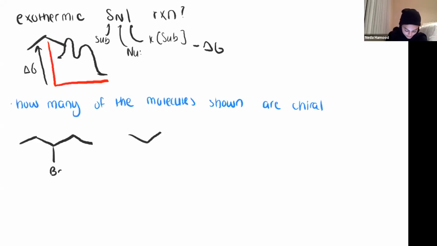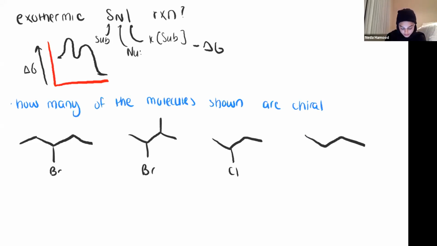Okay, so for some reason the other one is not allowing me to click on it, so I'm just going to draw it again, I guess. Oh, there we go. Now it showed up. Perfect. Okay, so over here, the next molecule looks like this. Other molecule looks like this, Cl, and the next molecule will look like this. So how many of the molecules shown are chiral?